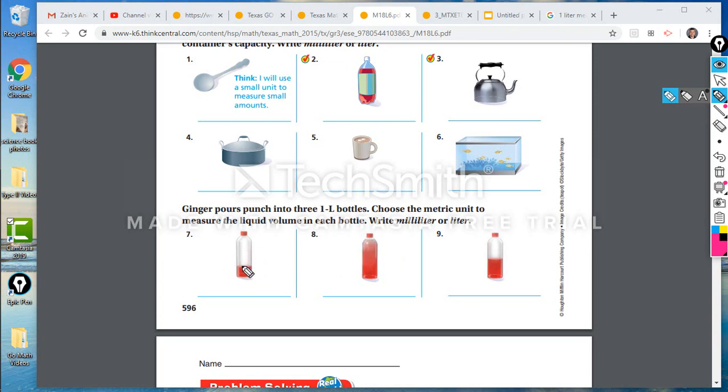How much liquid is here? Okay, choose the metric unit to measure the amount of liquid volume in each bottle. So it's either going to be milliliter or liter. Well, this one, it's not a liter, so it has to be milliliter. This one, that's easy. It has to be a liter. This one, well, it's not completely full here, so I'll still measure it in milliliter. Okay, very good. We're going to fly by this one real quick.